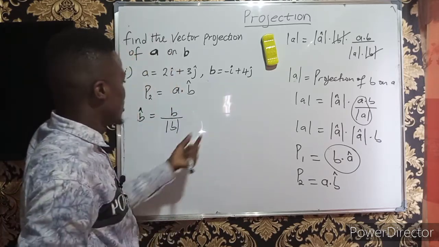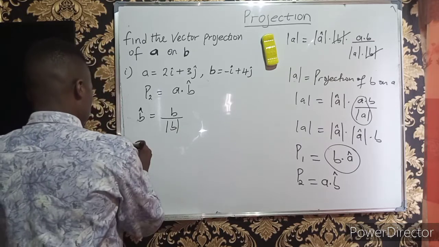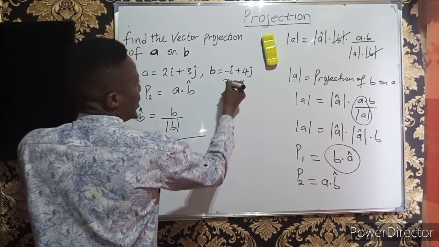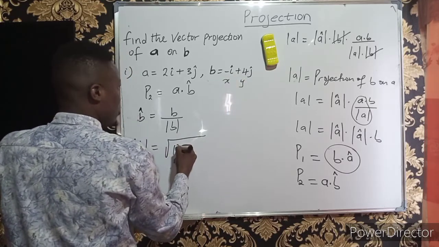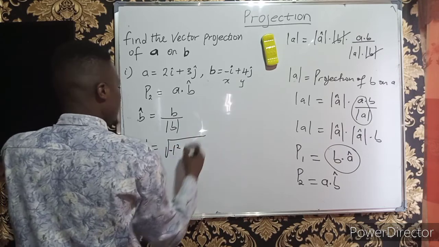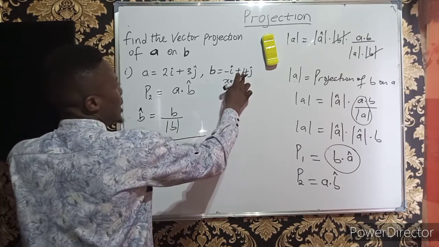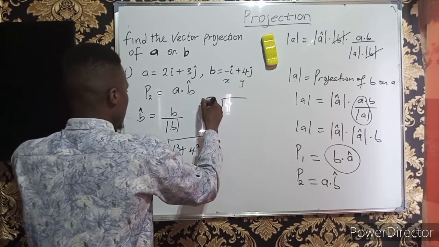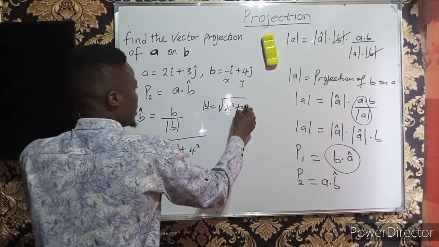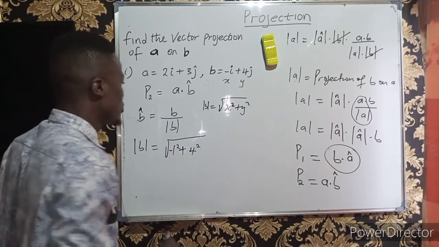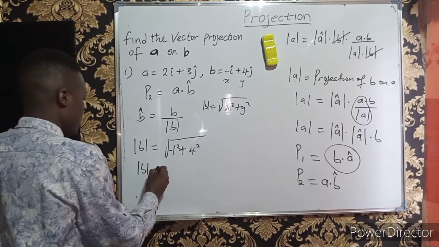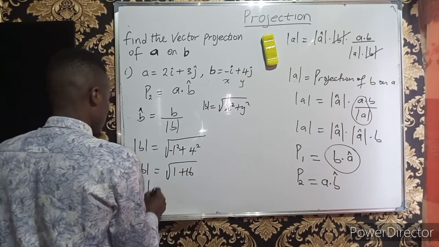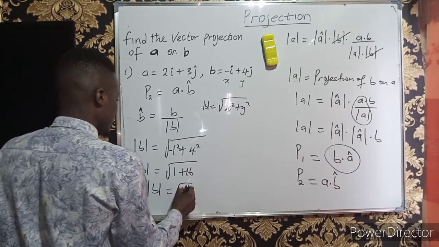So we know our b, let us get the modulus of b. Modulus of b is the same thing as root, this is our x, this is our y. The coefficient of x is 1 squared, so we have minus 1 squared because it's negative, plus our y is 4 squared. The formula is root of x squared plus y squared, if you watch my videos on modulus of vector. So modulus of b will now be square root of 1 plus 16. So modulus of b is giving us square root of 17.